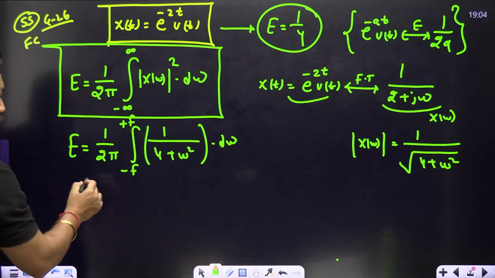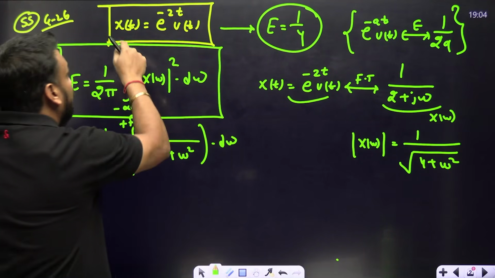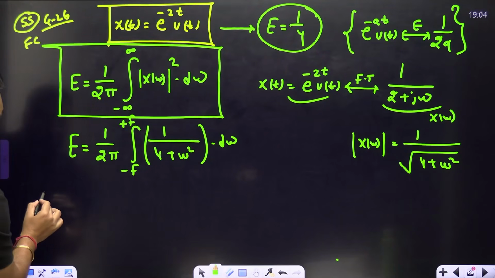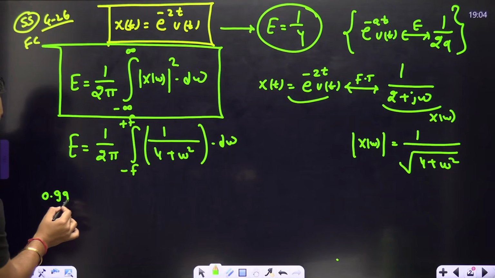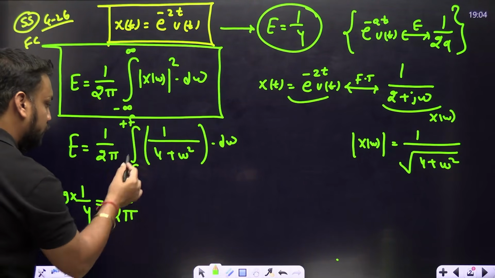So now here when you integrate, what will you get? What is the energy of 99% of this energy? What is the energy of x(t)? Energy of x(t) is 1/4. So 99% of 1/4, that is 0.99 times 1/4, is the 99% of this energy stored in this, so we are looking for fc, or say B, whatever you like.